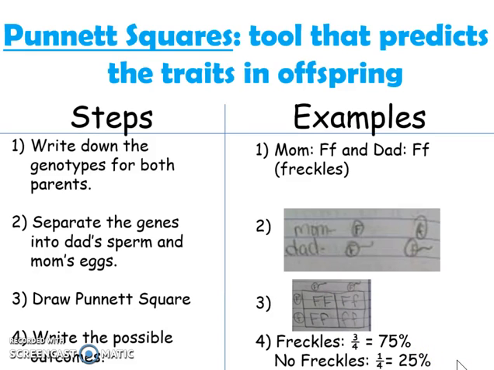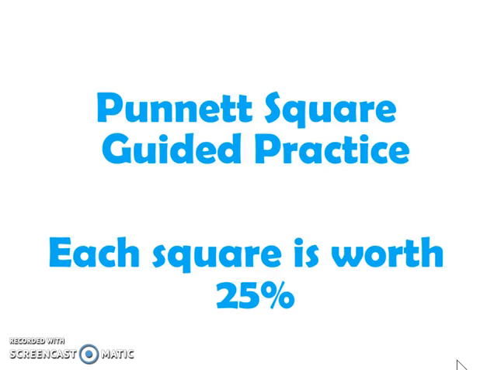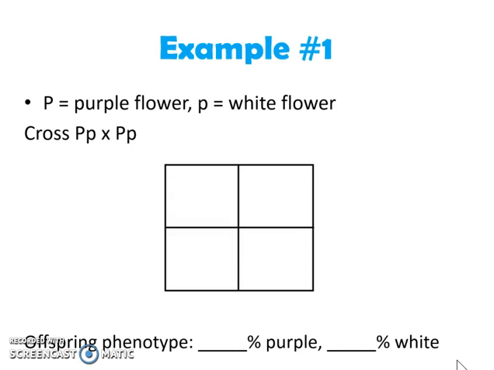So now let's go over some examples. Okay, remember here, the Punnett squares we're going to do have 4 squares, so each one is going to be worth 25%. So we're going to cross a big P little p and another big P little p. In this case, the capital P stands for purple flower, and lowercase p stands for white flower. So it doesn't matter which one's mom and dad.